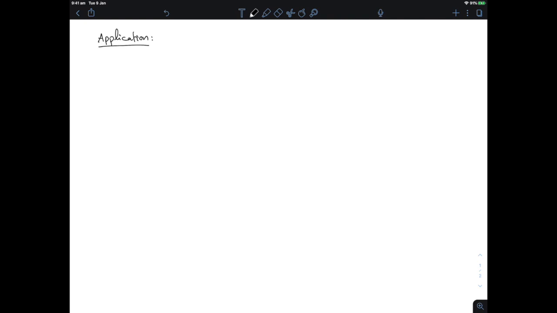Okay, it's time to have a look at an application. For this application, we're going to have a sequence of IID variables that are what we call Bernoulli variables. So the probability of Xj being 1 is the same as the probability of Xj being -1, and that's 1/2. Typically something like a coin toss.